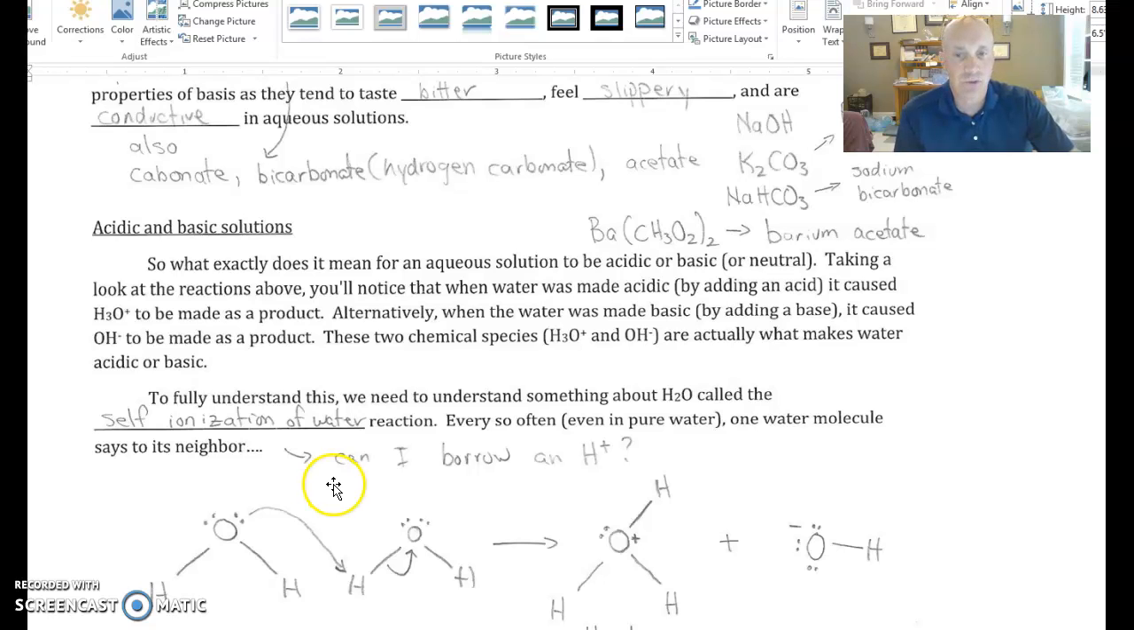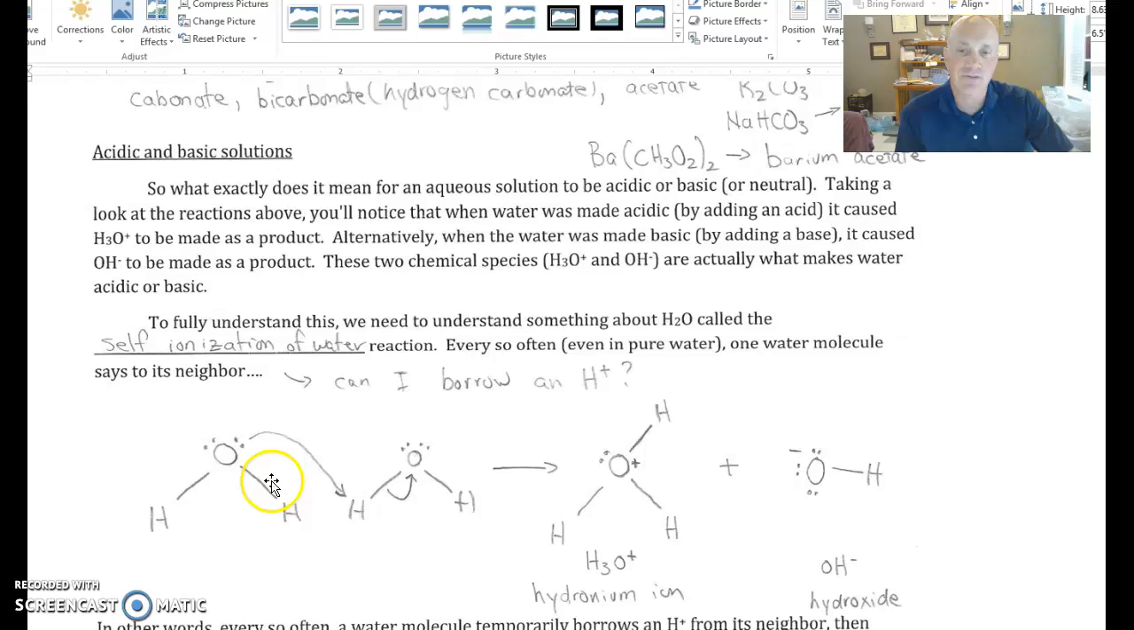That would not be totally correct, because every once in a while, one water molecule essentially says to its neighbor, they don't really say this, but it's like they say, can I temporarily borrow an H plus? And this is just because of the properties of water. A lone pair on an oxygen has an ability to accept a hydrogen, but the hydrogens on the water have an ability to get donated.